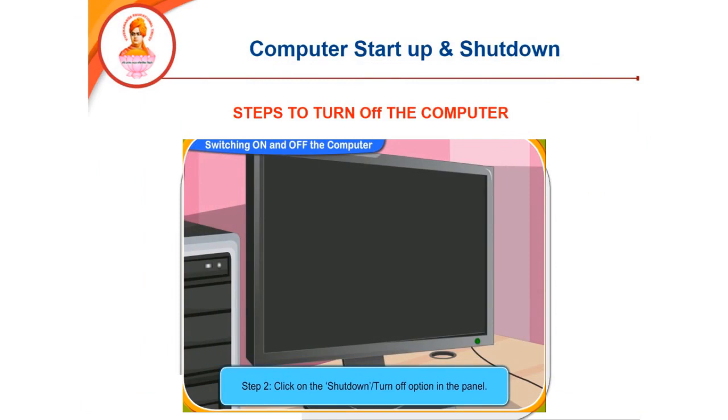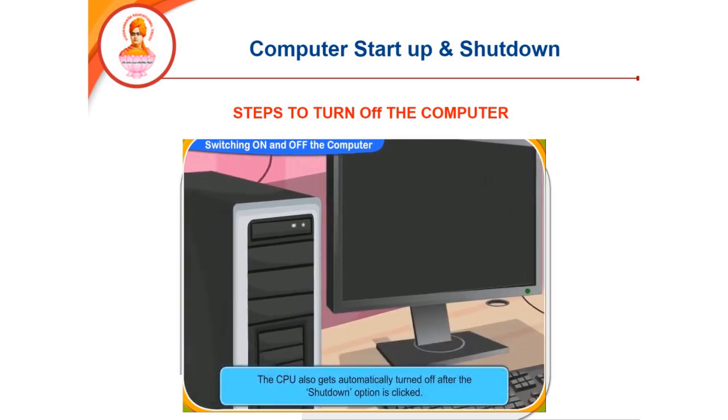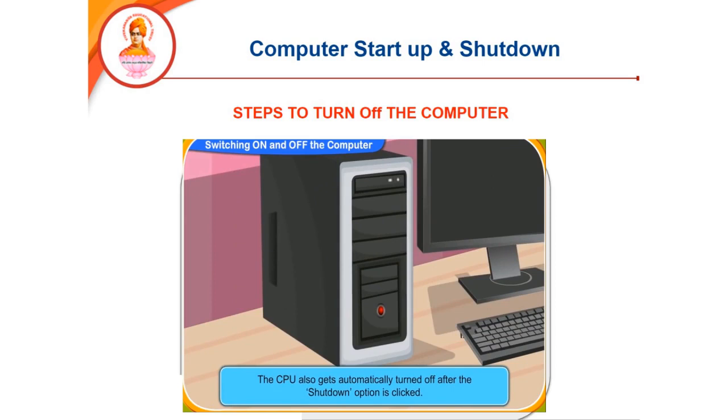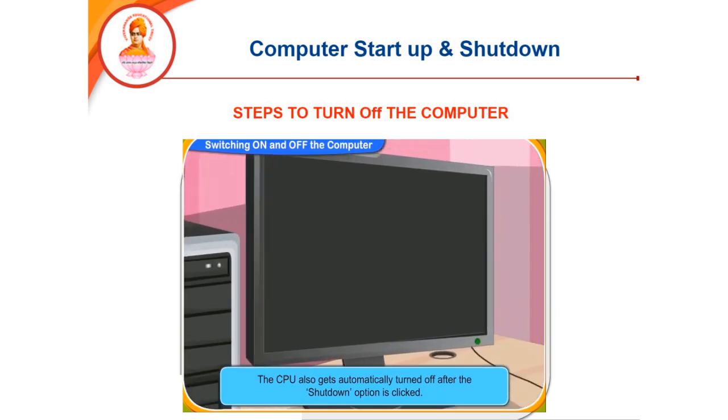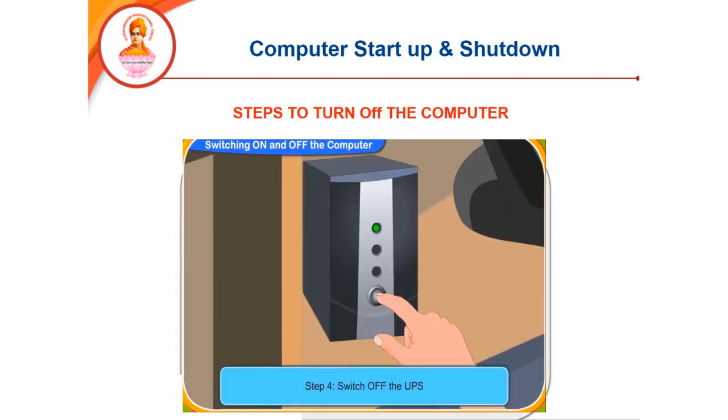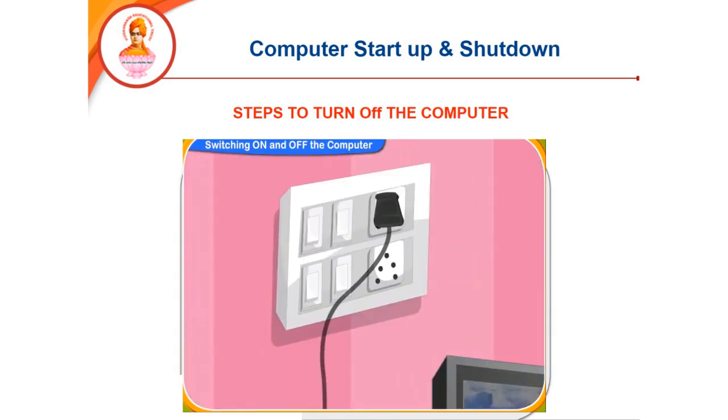Switch off the monitor and CPU. Next, switch off the UPS button. At the last, switch off the main power supply. These are all the steps that we are going to follow to shut down our PC.